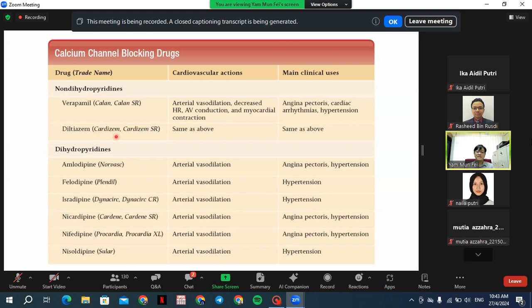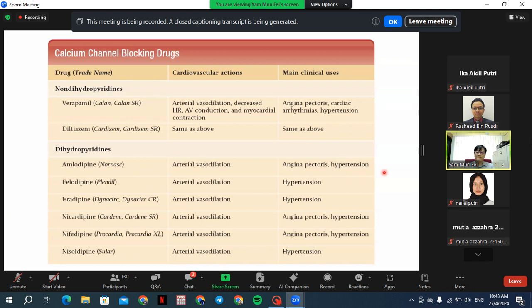Non-dihydropyridine calcium channel blockers, especially verapamil and diltiazem, are basically able to be used for angina pectoris. And then some of the dihydropyridines are able to be used for angina pectoris, but most of them are used for hypertension. For example, the most commonly prescribed is amlodipine, isn't it? It can be used for angina pectoris and hypertension as well.